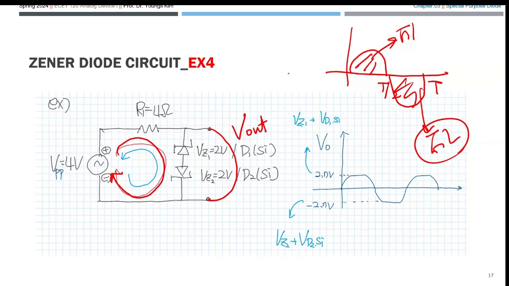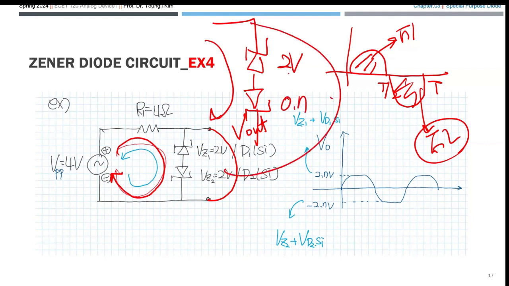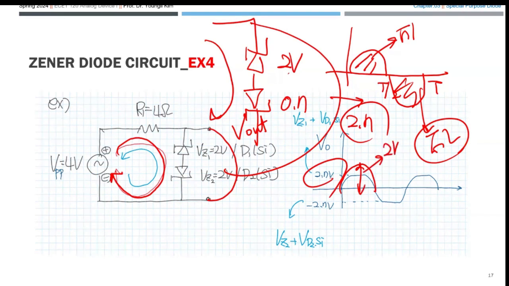So in here, it's a little bit more like this one. That is the reverse. What is V sub Z? The 2 volt. And the second one is the forward. The silicon is 0.7. So the out voltage is 2.7. Hey, professor, why do they have the clipping? Because this is the 2 volt. Oh, I'm sorry about that. This is wrong. This is the peak.